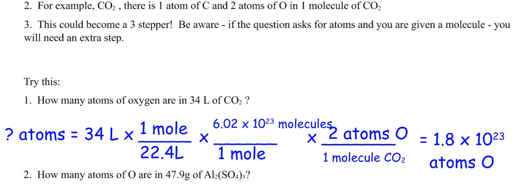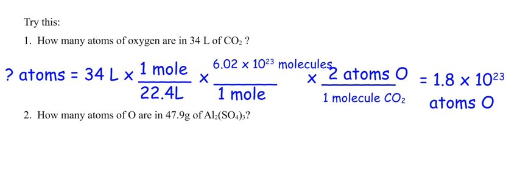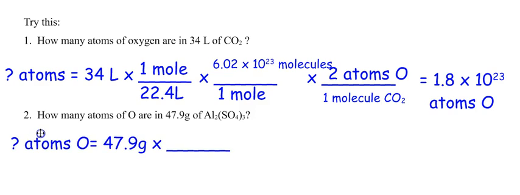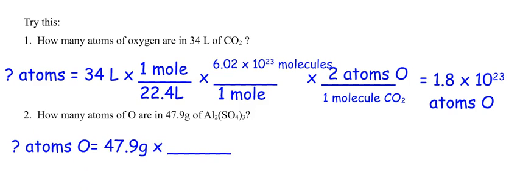So I made the next one a little bit more difficult. Not too bad, I hope. So how many atoms of oxygen are in 47.9 grams, periodic table, of aluminum sulfate? Notice this is a compound, and you're asking for atoms. So this is going to require the extra step. So let's start off again. How many atoms are in 47.9 grams of aluminum sulfate? Well, go ahead, if you need to, pause this and you figure out the molar mass of aluminum sulfate.